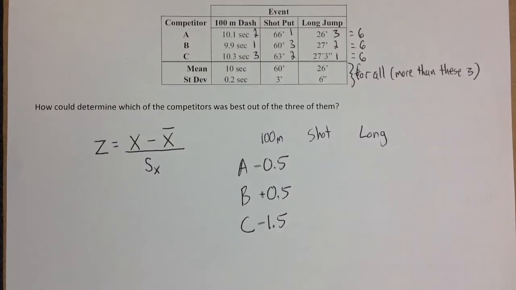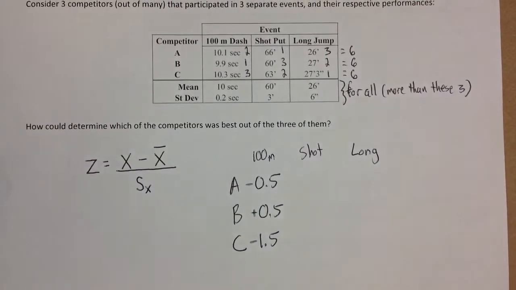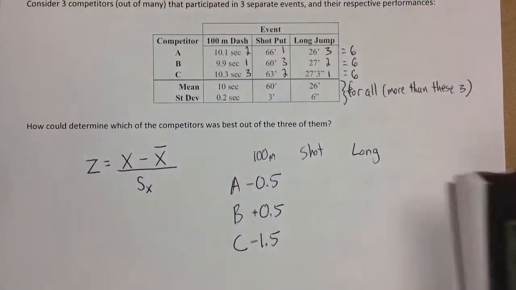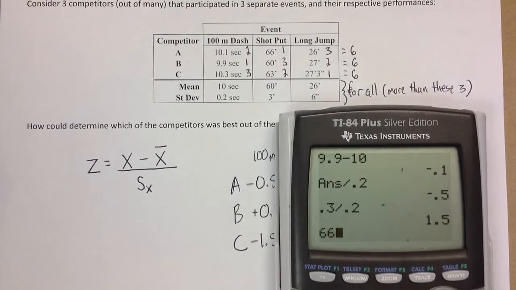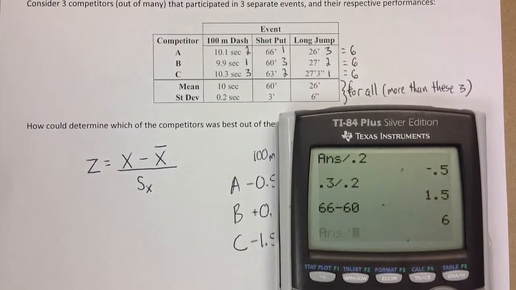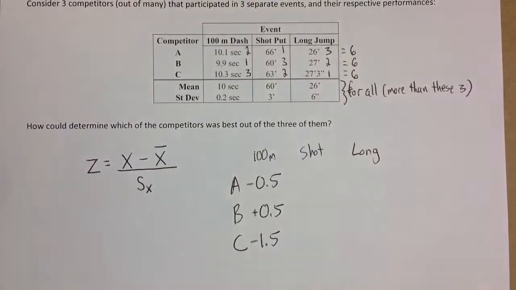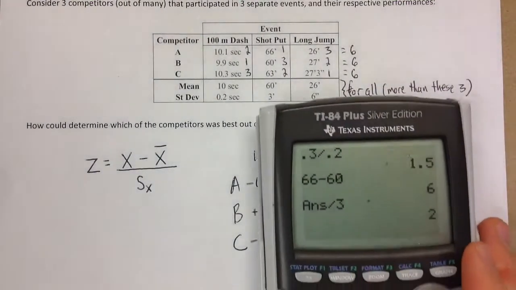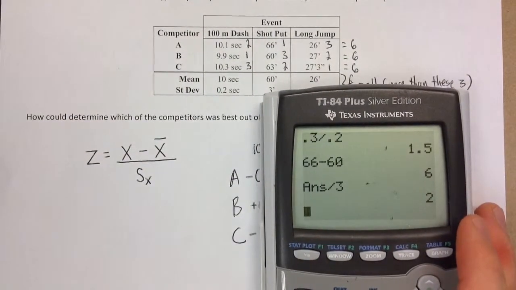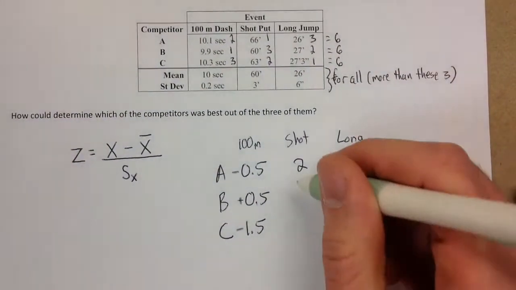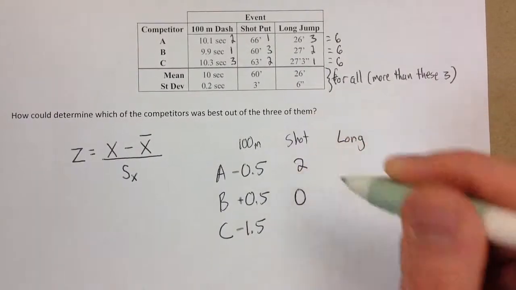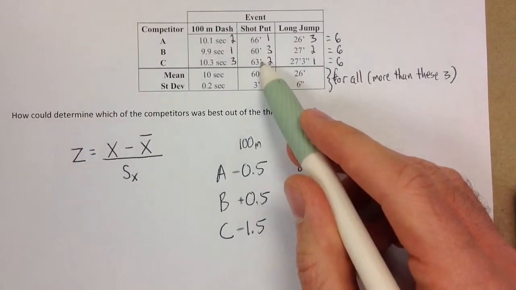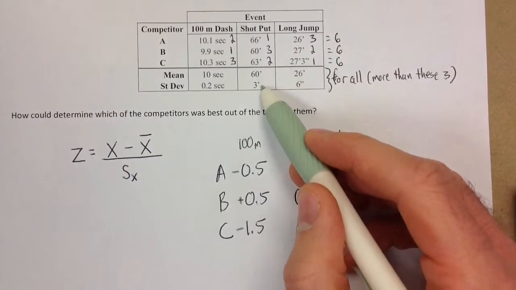Okay. Now for the shot put, getting a higher value is better. So 66 minus 60 divided by 3. So competitor A, 2 standard deviations above the mean. Competitor B, I don't even need to do any calculations. They got the mean, so their z-score is 0. And then competitor C, pretty easy calculation. They are 1 standard deviation above the mean.